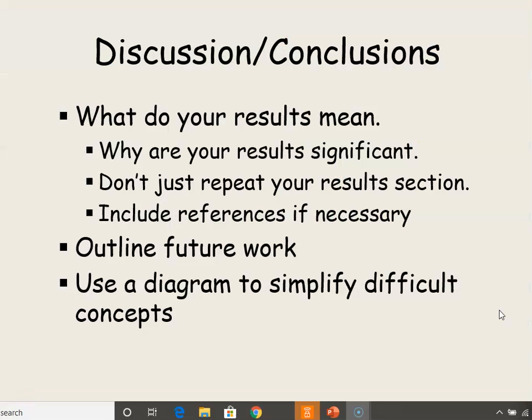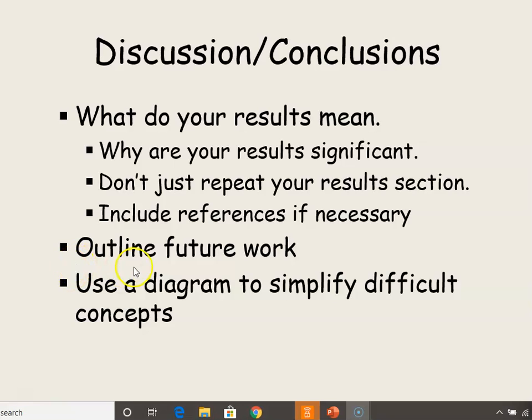So after your results you want some sort of discussion and/or conclusions. So you're wanting to explain what your results mean, and importantly why your results are significant. So just because something happens, well, that can be described in your results, but you want to know what that means for anyone reading this work and anyone working in this particular field. So you don't just repeat your results section, you explain why that is particularly important.